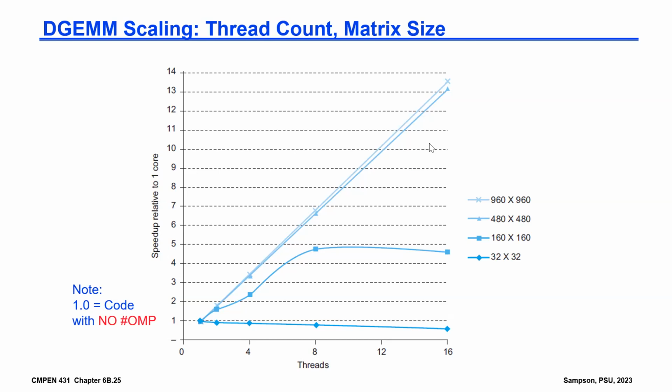So now you can note that one of these curves is particularly sad. If I have a 32 by 32 matrix and I try to parallelize it across 16 cores, yeah, don't quit your day job. This is not a good undertaking. The amount of work to do is not sufficient to justify the attempt to get 16 parties to coordinate doing it.